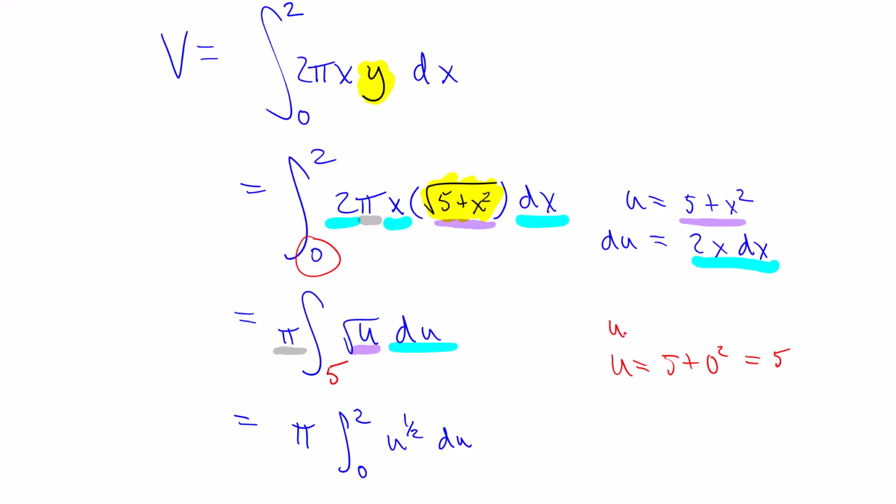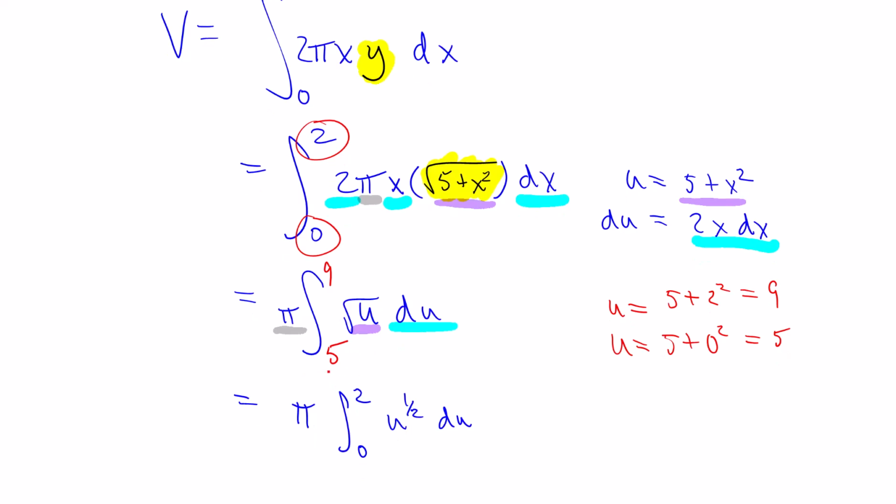Our new upper bound, similarly, would be 5 plus, it was 2. Previous bound was 2 for the upper bound. So now it's going to be 5 plus 2 squared, of course, that's 5 plus 4, or 9. So our new integral after the u sub is going from 5 to 9. Let's fix that.